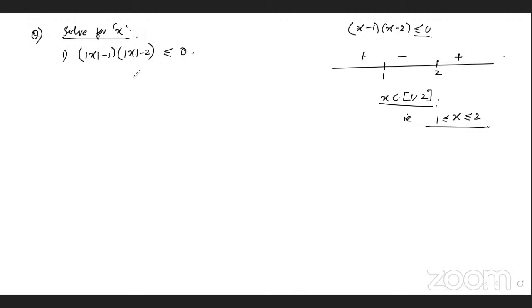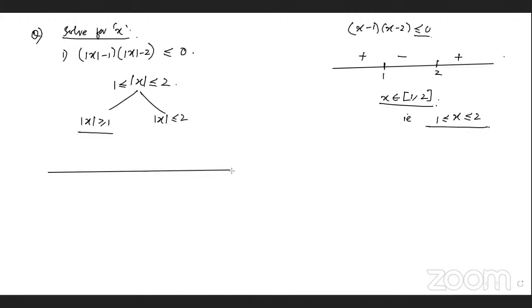So what will we write? Here we will write mod of x will be greater than or equal to 1 and less than or equal to 2. Now we get two things here. First, mod of x is greater than or equal to 1, and second, mod of x is less than or equal to 2. As you can see, it's not x, it's mod x. Mod x equal to 1 means we have two values of x, +1 and -1. And mod x less than or equal to 2 means two values, +2 and -2.